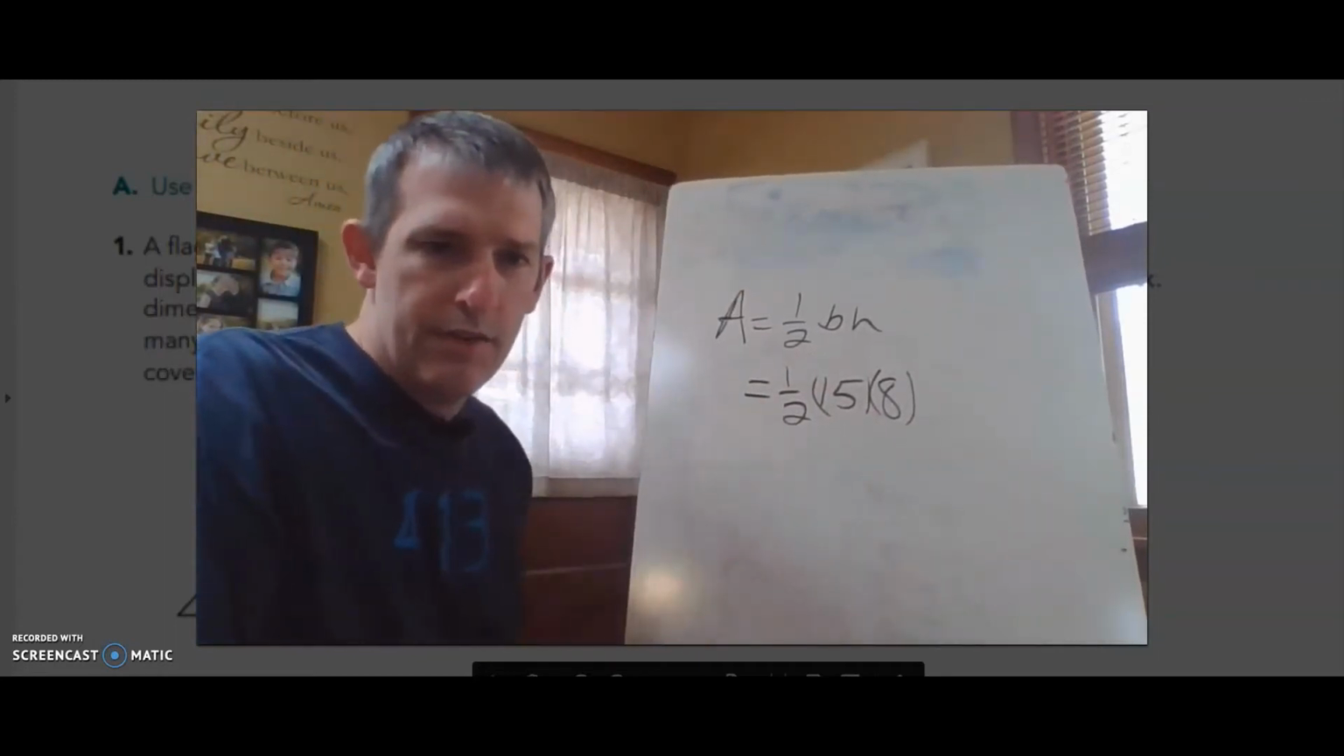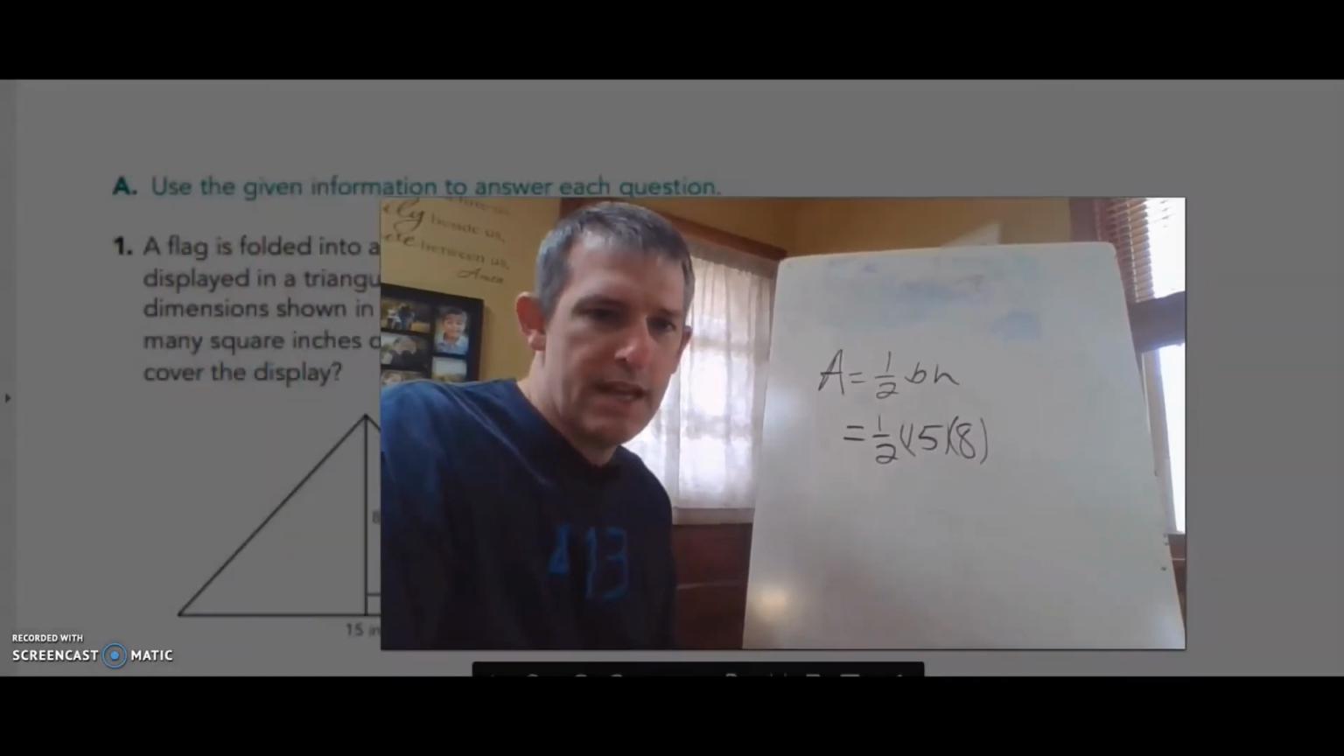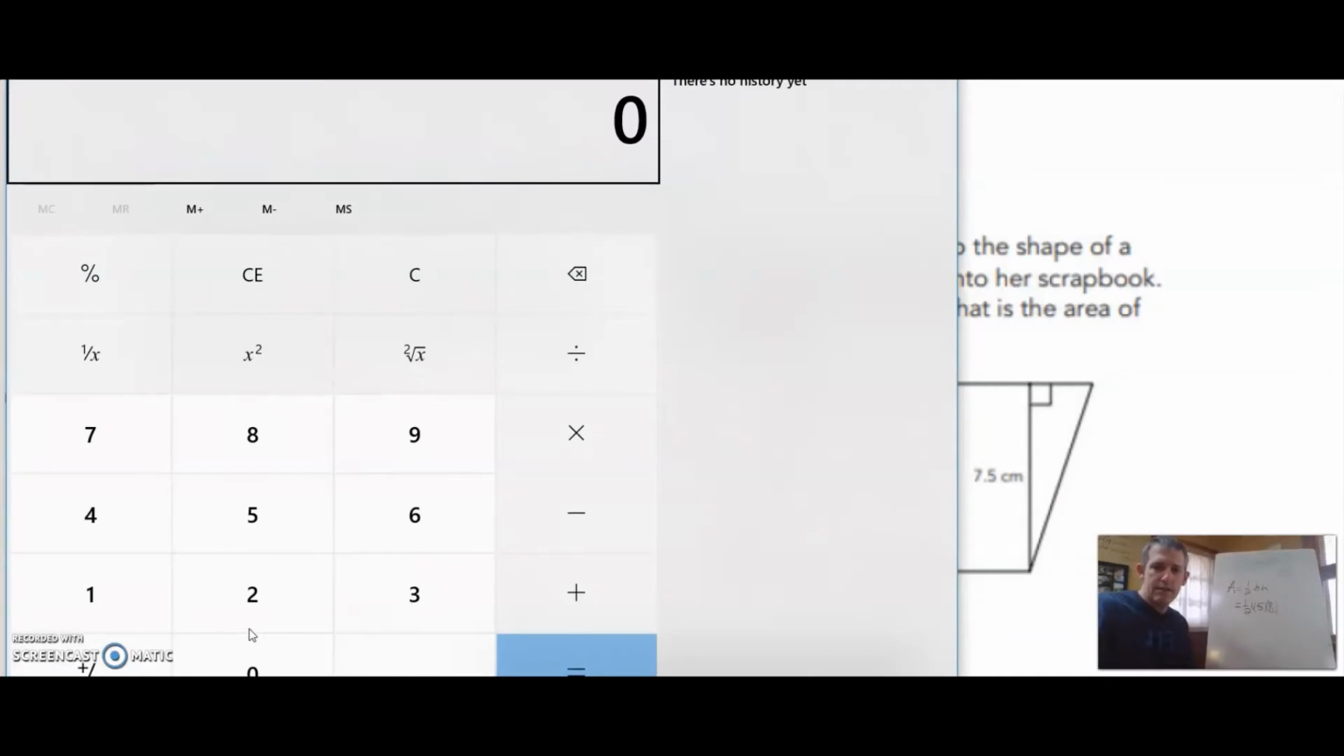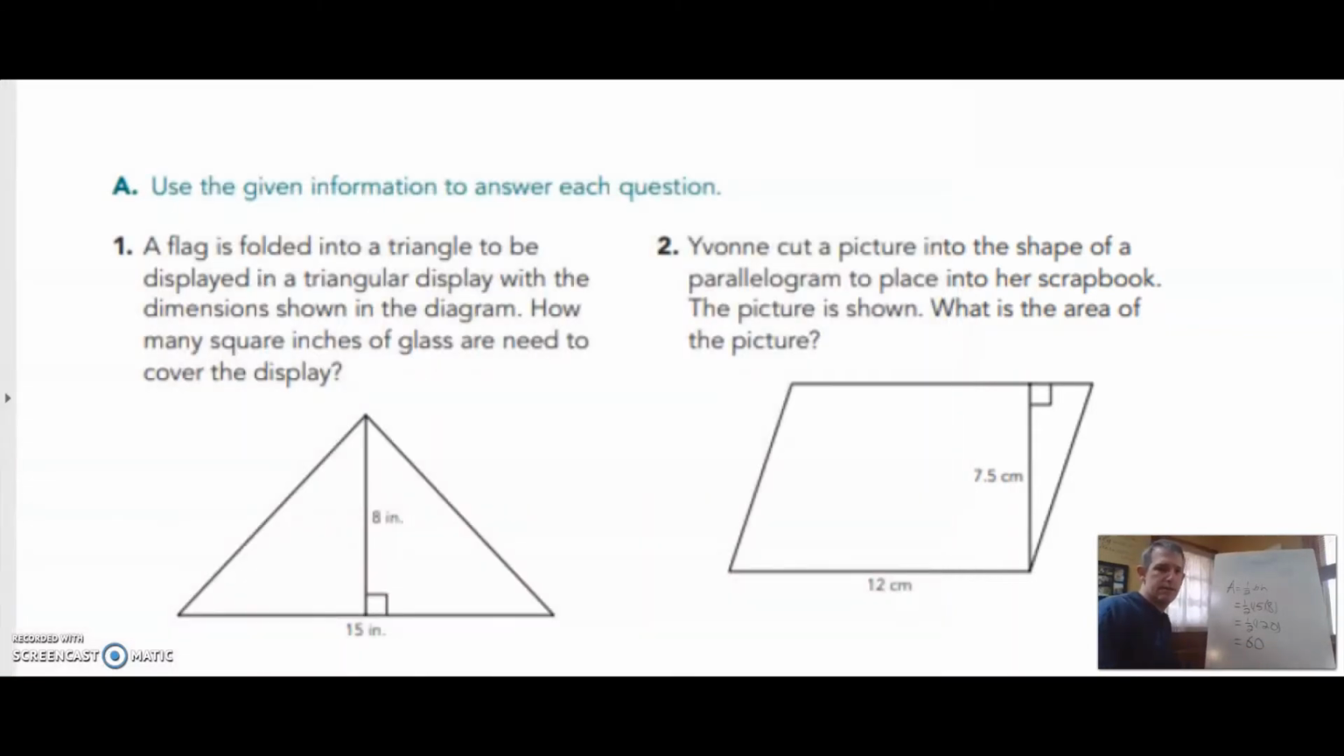So we're going to multiply first 15 times 8. So let me pull up the calculator here. No harm done with that. No shame. 15 times 8 is 120. And then I want half of that. I can just divide that by 2. And I get 60. And my label for that, I believe, was inches, right? So this is going to be inches squared, or square inches, because it's multiplying inches times inches. It's area. All right, so that's how we would do that problem.